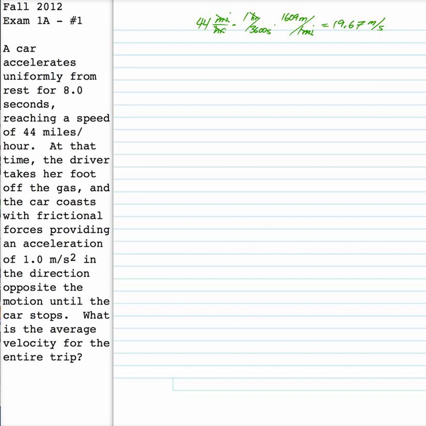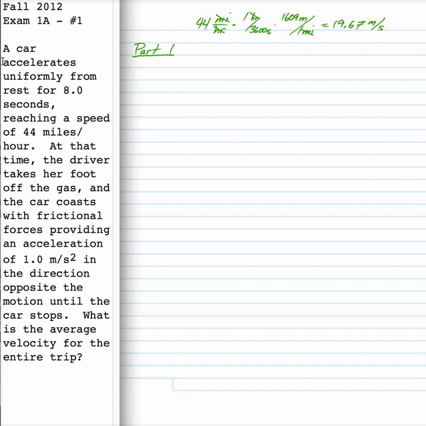And you can see from the problem statement that there are two distinct parts to the problem. Right, our equations of motion are for constant acceleration. There are two parts to the problem with constant acceleration. There's the first part, where she's accelerating uniformly from rest, and then the second part where her acceleration is -1. So, let's write down what we know for each part.